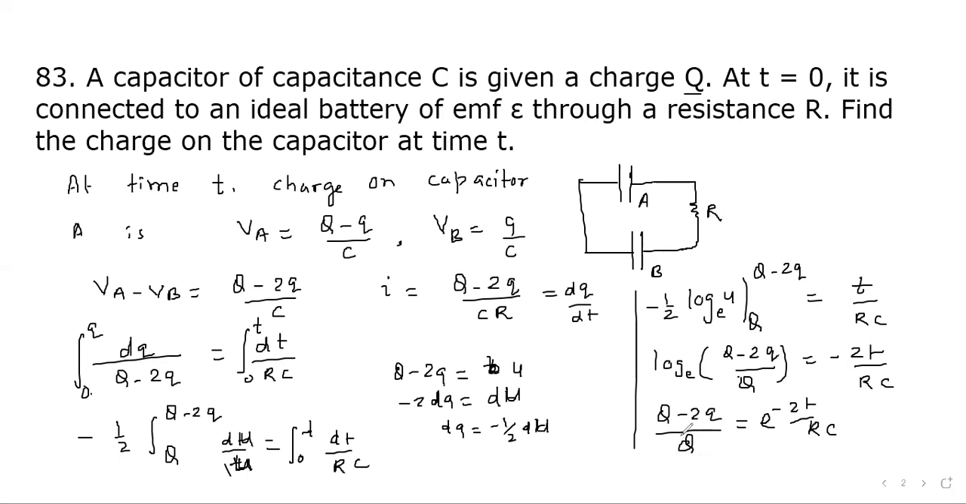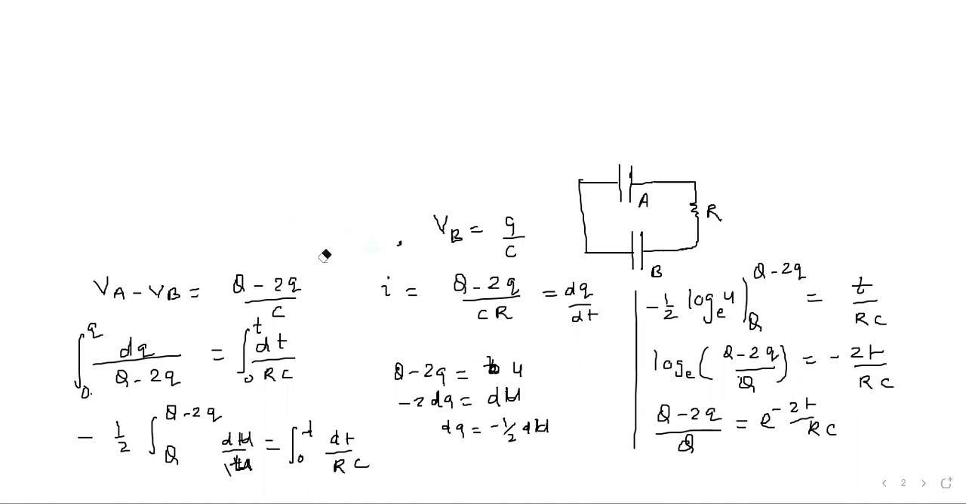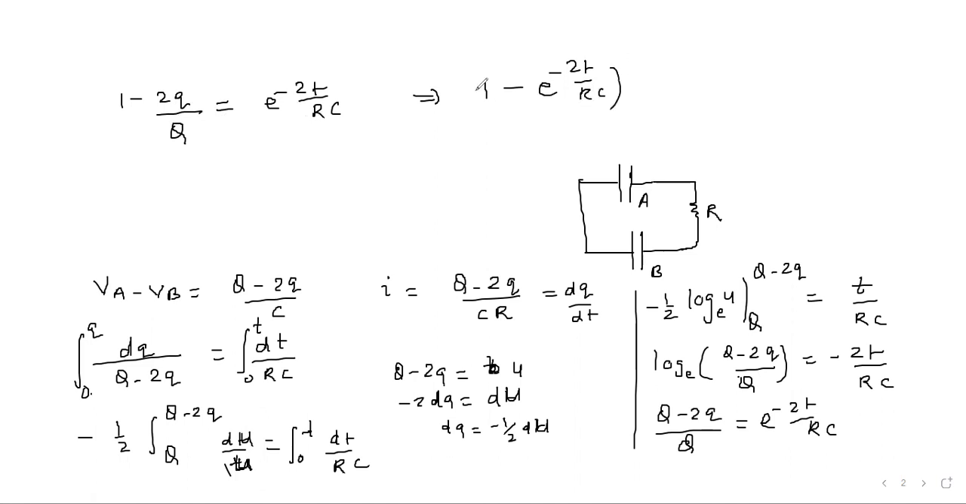Now we divide each term by Q. It will become 1 minus 2 small q divided by capital Q equal to e to the power minus 2t upon RC. Our concern is to get the value of small q. For that purpose, we shift this e to the power minus 2t upon RC to the LHS. So 1 minus e to the power minus 2t upon RC equals 2q upon capital Q. And finally, we get small q equal to capital Q by 2 times 1 minus e to the power minus 2t upon RC. So this is the answer to question number 83.